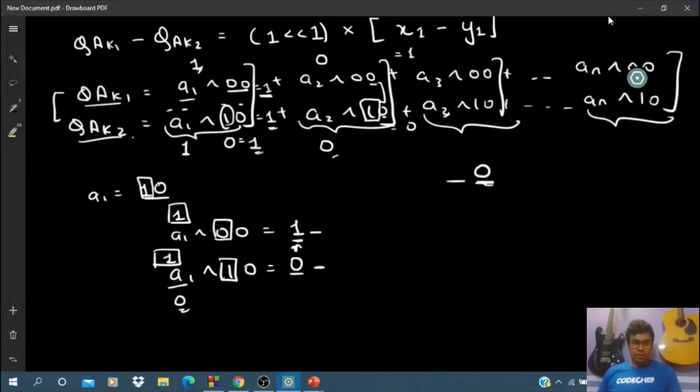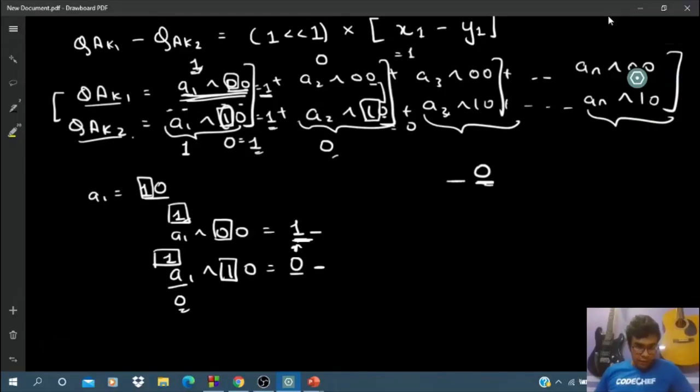So let's talk about what this correlation is. Basically what we're talking about is this difference, QAK1 minus QAK2. What we're trying to do is draw some correlation from our new query and from our previous query, and see if that subtraction gives us something useful. All of these values subtracted will give us 0, and the only bit that will matter is the first bit in this case. Let's talk about when this value in the first bit will give us a 1: because we're XORing with 0, this value will give us a 1 only when a1 has a 1 in this place.